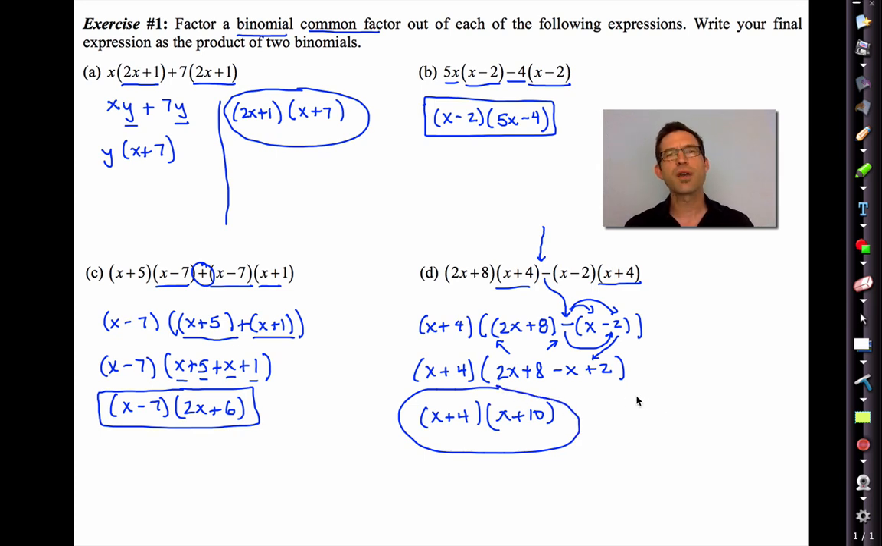So you've been doing this kind of factoring, where the GCF is not a monomial but a binomial, since Algebra 1, and it's not too bad. But it's going to serve as the basis of factoring by grouping. So pause the video now and write down anything you need to.